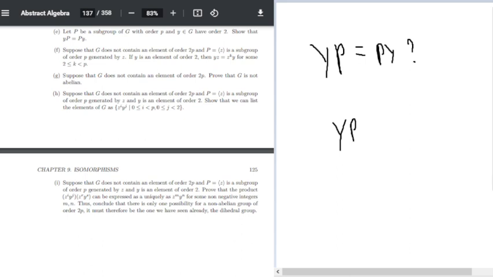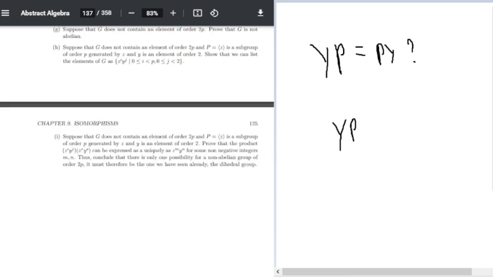And suppose that G does not contain an element of order 2p, ⟨z⟩ is a subgroup of order p generated by z, and y is an element of order 2. Prove that the product z^i y^j z^r y^s can be expressed uniquely as z^m y^n for non-negative integers m, n. Thus conclude there is only one possibility for a non-abelian group of order 2p, and it must therefore be the one we have already seen, the dihedral group. So prove that the product can be expressed uniquely as z^m y^n.